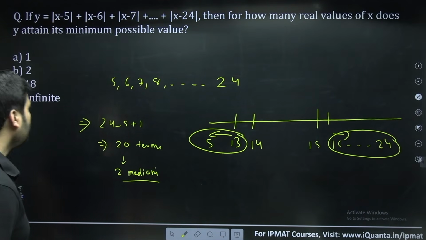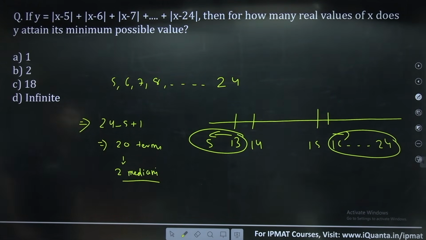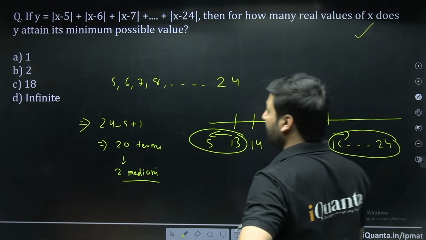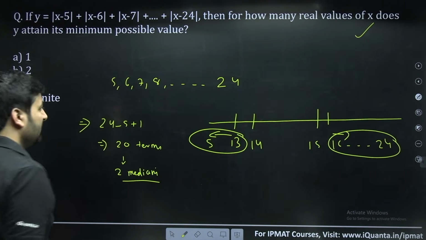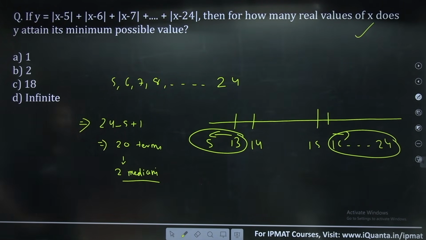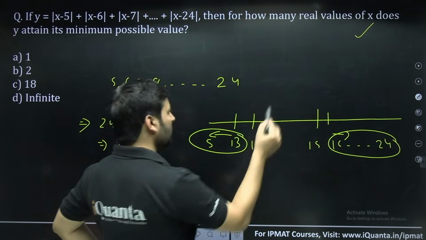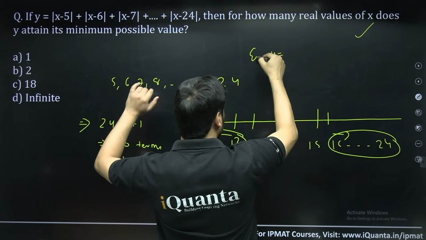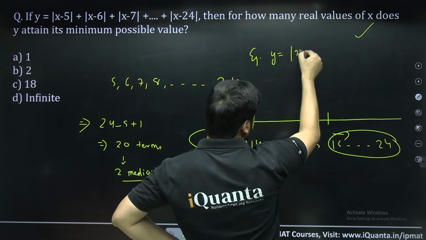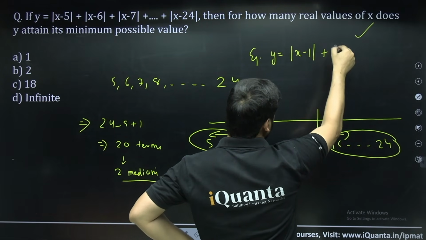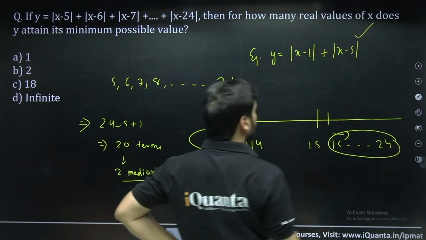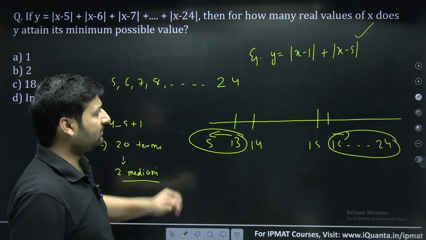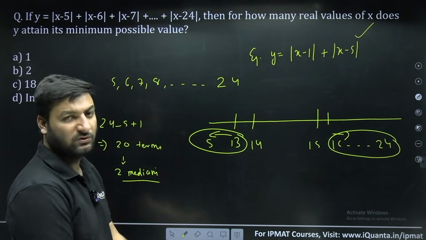So now the question is asking us, for how many real values of x, not integral values, does y attain its minimum possible value? Let me tell you one thing, let's see this with an easier example. Suppose I give you a question like this: y equals mod x minus 1 plus mod x minus 5.